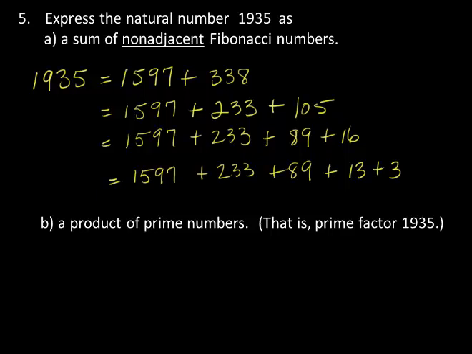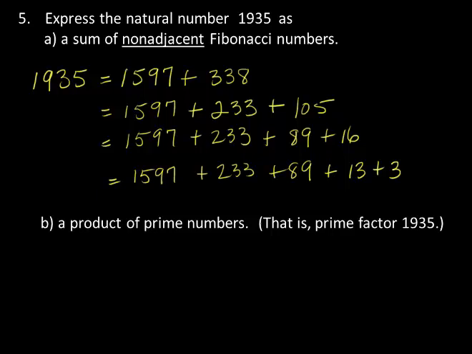Many of you, when you did this problem, did write it as a sum of Fibonacci numbers, but some of them were adjacent. For example, if at the end you changed 3 into 2 plus 1, then the Fibonacci numbers you wrote were not all non-adjacent, and you would lose a little bit of credit. That word non-adjacent is important.